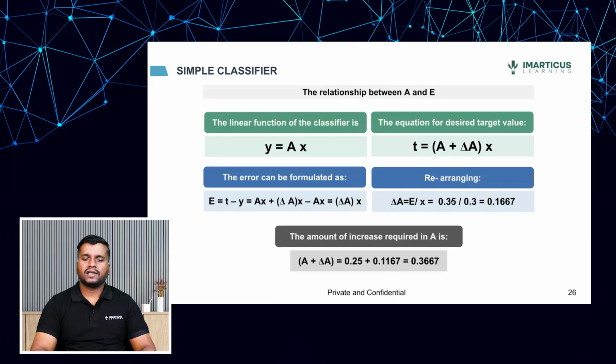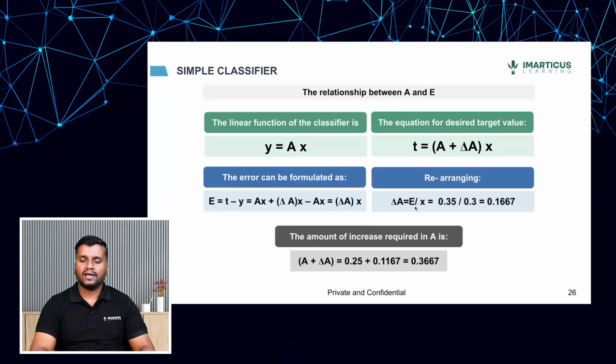So we can see this relationship between a and e, where the linear function of the classifier is y equals ax, and as we want to design an equation that can correctly classify, the equation with the line t is equal to (a plus delta a) into x. So the error can be formulated as t minus y, that is ax plus delta a x minus ax, which is delta a x, and delta a is going to be e by x, which is 0.35 divided by 3 coming out to be 0.1167. So what is this delta a?